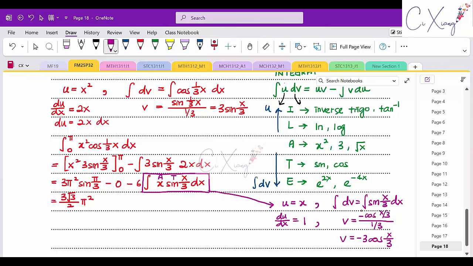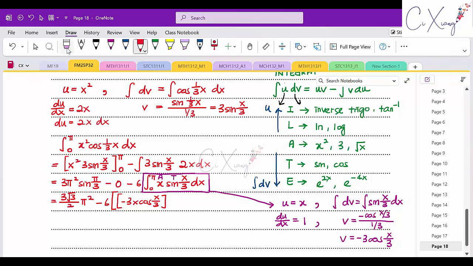Okay? And now what I should do is apply integration by parts for the second time at this particular expression. The limit is still the same, 0 until pi. You can see that I take out negative 6 and put a big bracket. Put in the formula uv. U is the x. V is this one, negative 3 cos x over 3. Multiply with the x, I rewrite it again. So you should have negative 3x cos x over 3.